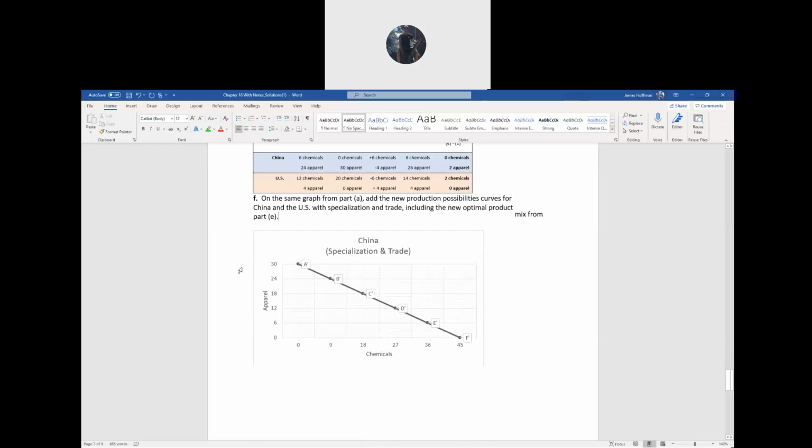Again, start with the specialization point, trade all the specialized good for everything they can get at the given exchange rate, draw the other point there, and then draw a line, and that shows you all the possibilities with specialization and trade. So let's start with China.